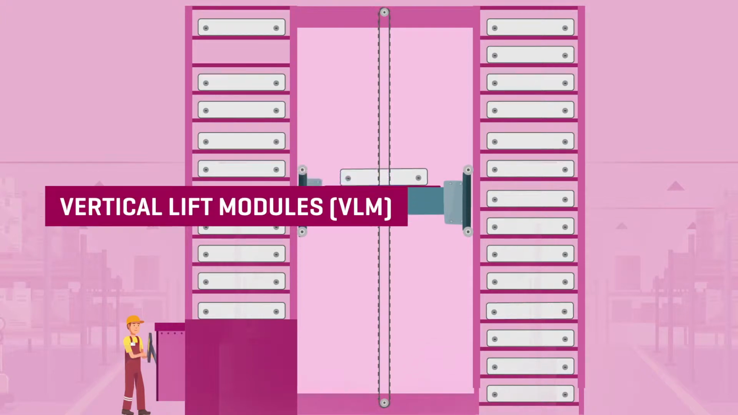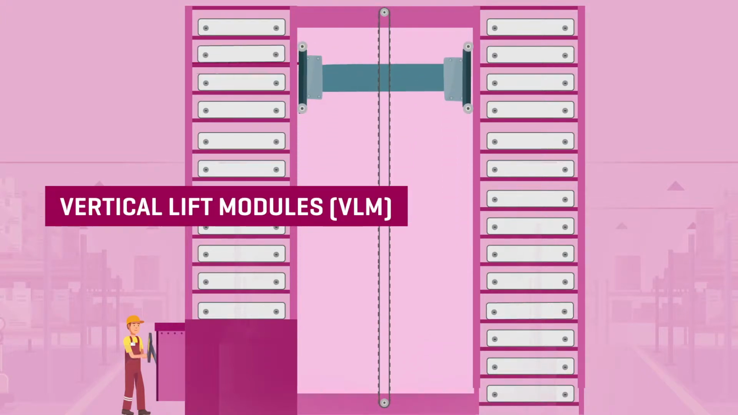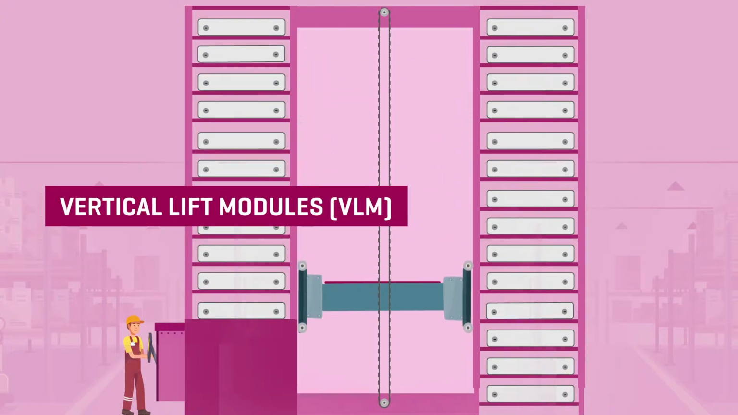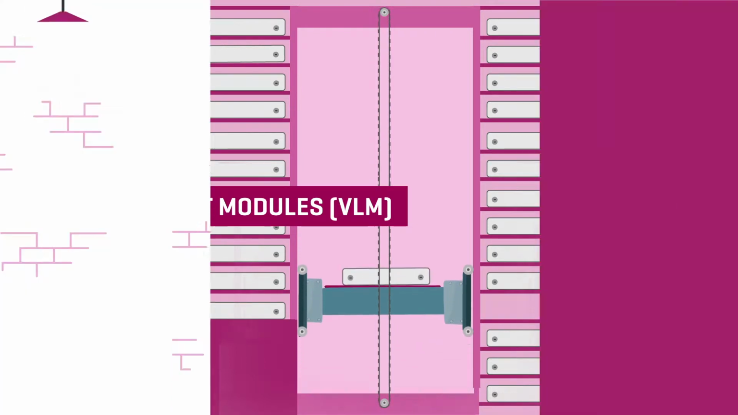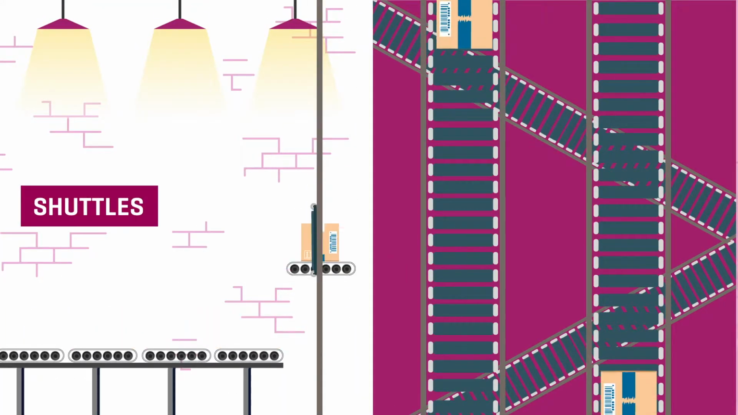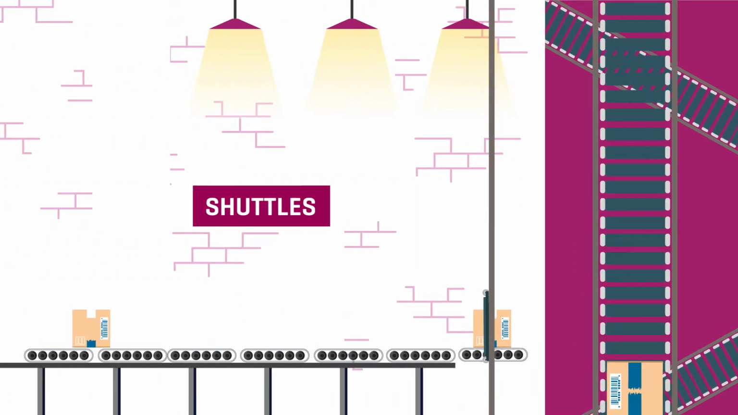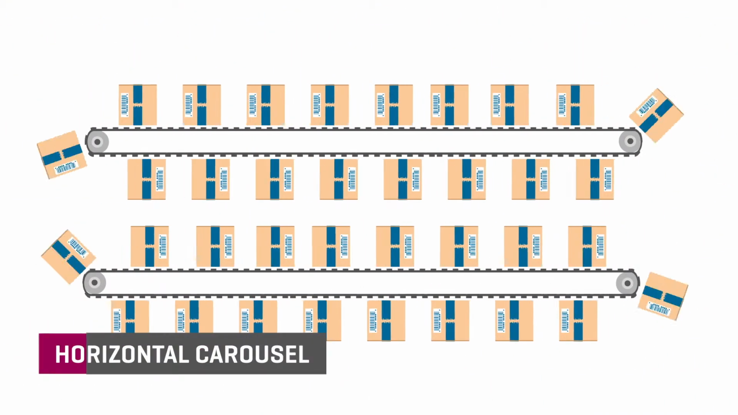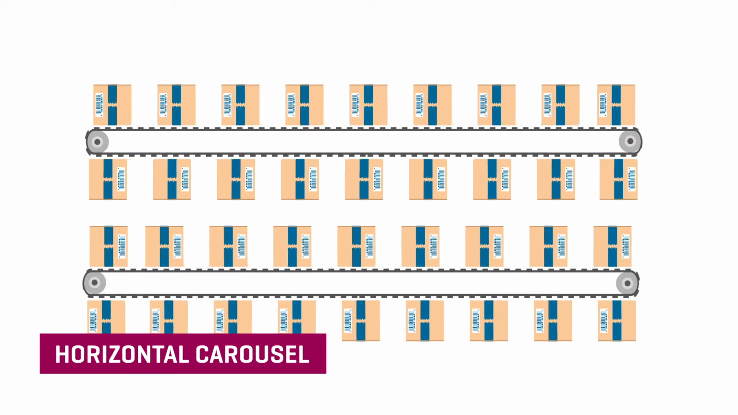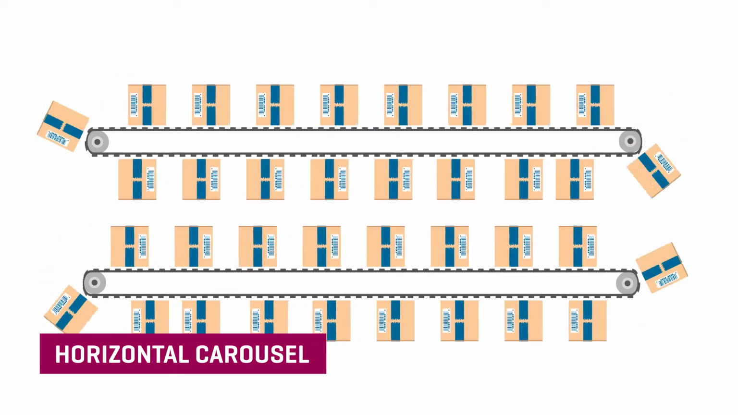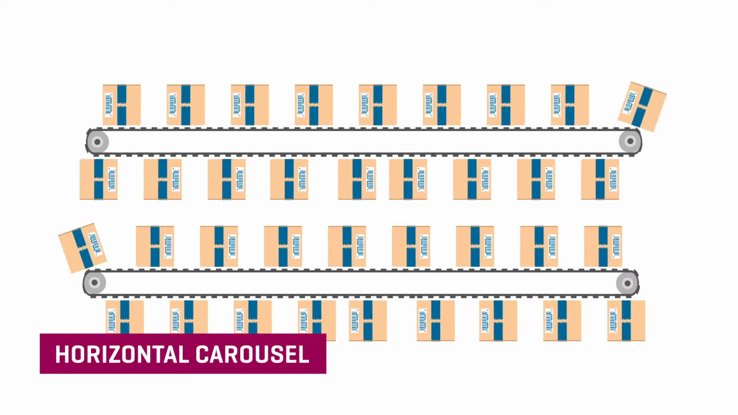Vertical lift modules consist of a column of trays with an automatic inserter extractor to retrieve items that are stacked vertically. Shuttles are used for the automated handling of totes, trays, cartons, or all three in the same system. Horizontal carousels are ideal for storing small parts and pieces. They're comprised of a series of bins that rotate horizontally around a track.